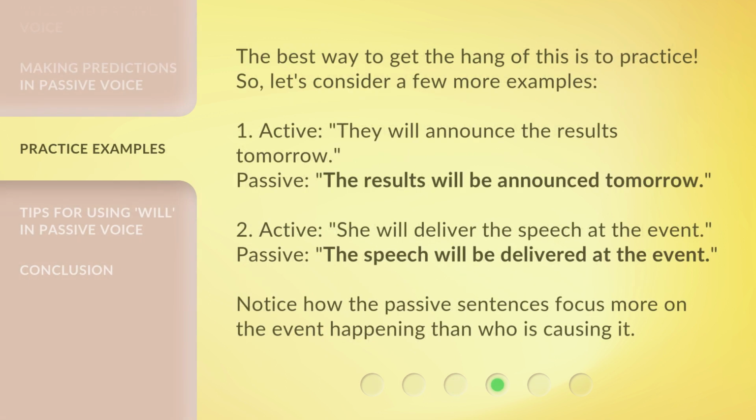The best way to get the hang of this is to practice. So, let's consider a few more examples. 1. Active: they will announce the results tomorrow. Passive: the results will be announced tomorrow. 2. Active: she will deliver the speech at the event. Passive: the speech will be delivered at the event. Notice how the passive sentences focus more on the event happening than who is causing it.